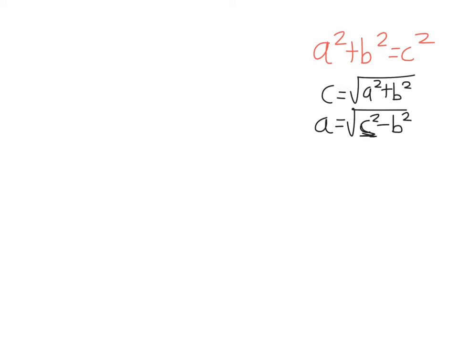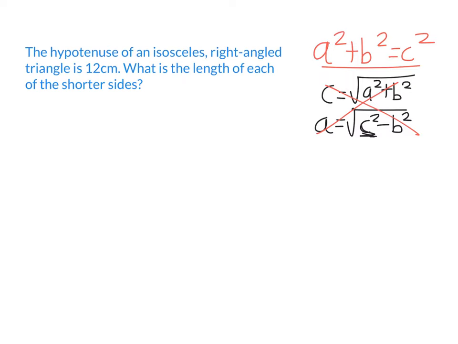There is, however, one type of question where you can't jump to these formulas and you have to use this one. And that is where we have the length of more than one unknown side. So let's look at an example of this. So let's do this question. The hypotenuse of an isosceles right-angled triangle is 12 centimeters. What is the length of each of the shorter sides?